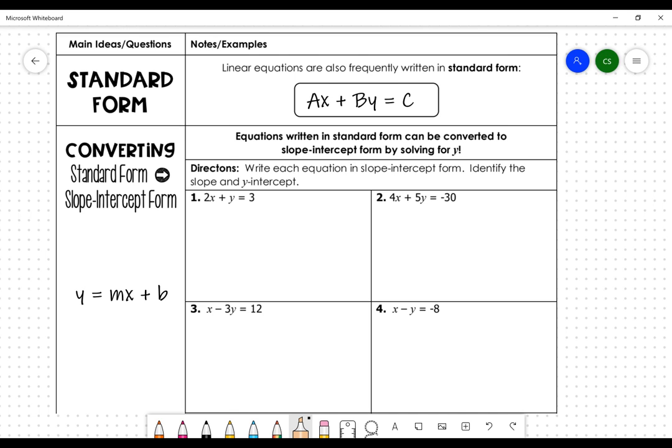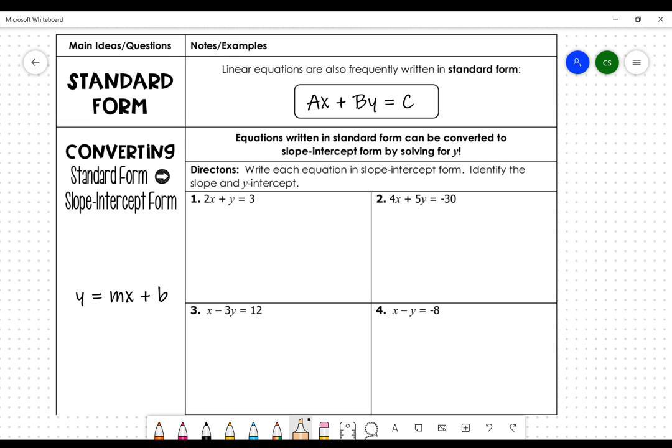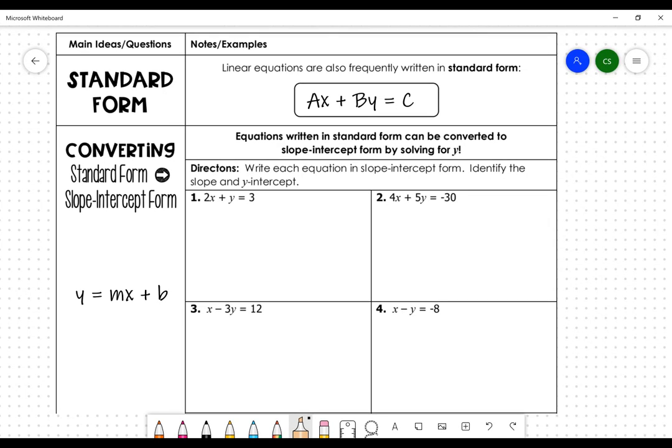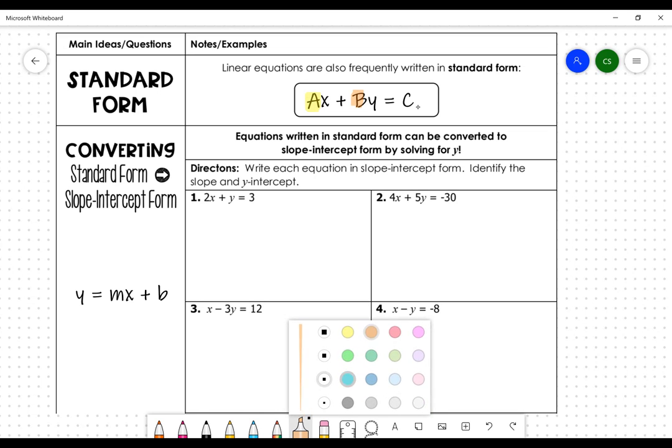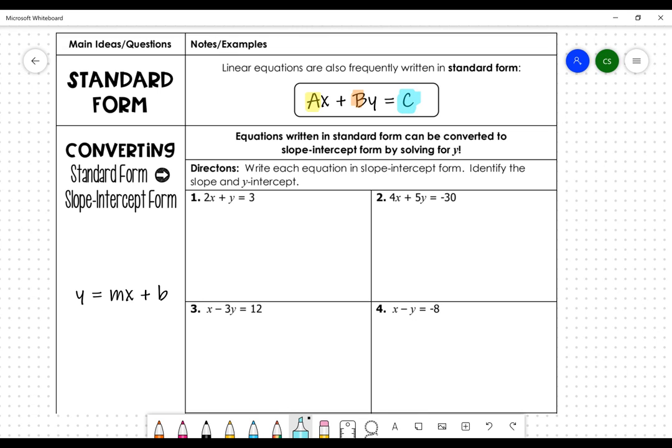All right, today we are still talking about slope-intercept form, but we're going to introduce another form of a linear equation, which is standard form. And so standard form of a linear equation is ax plus by is equal to c, where a, b, and c are numbers. So a, b, and c represent numbers, and x and y are two of my variables. So this is standard form of a linear equation.